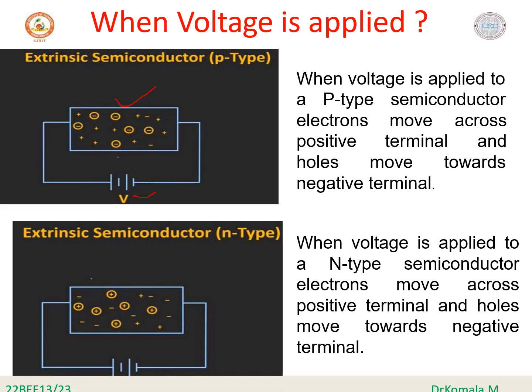When we consider the N type semiconductor material, it's vice versa. Whenever we apply a voltage to the N type semiconductor, the electrons move towards the positive terminal and the holes move towards the negative terminal.